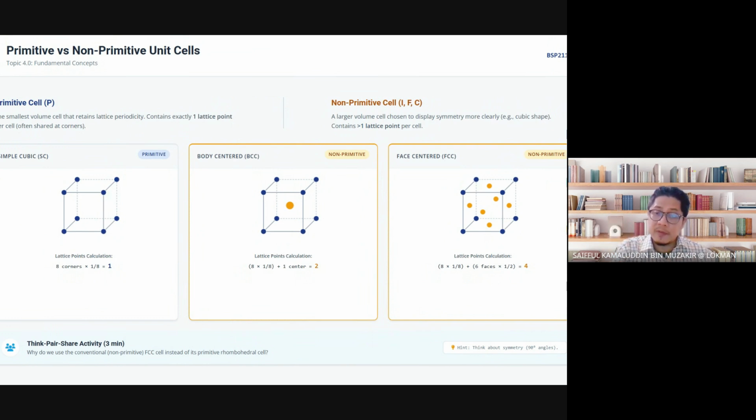BCC, body-centered cubic, we are talking about 2. Face-centered cubic or FCC, we are talking about 4 per conventional cell. So conventional cells are useful for symmetry, but not always primitive. Try to separate in your mind smallest repeating cell versus most symmetric cell used for description.